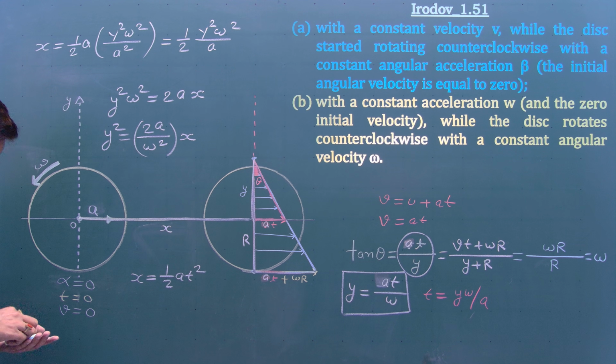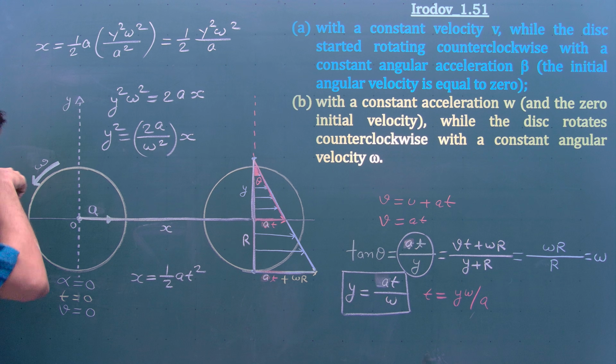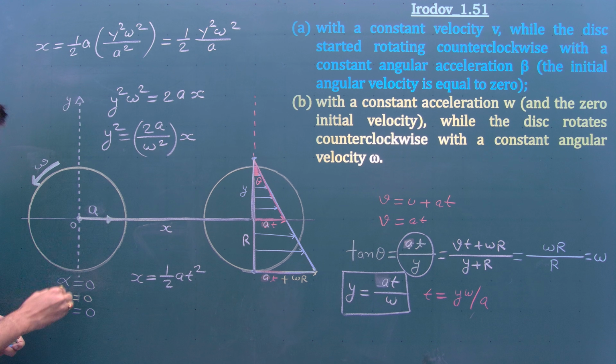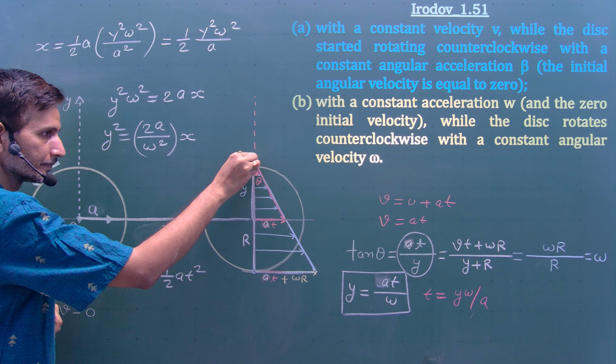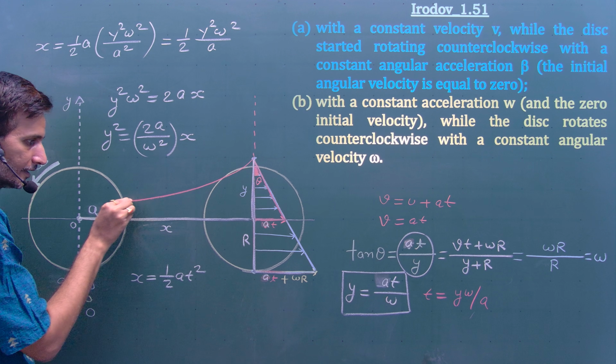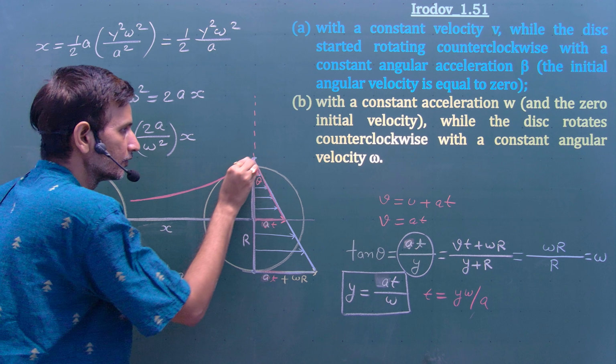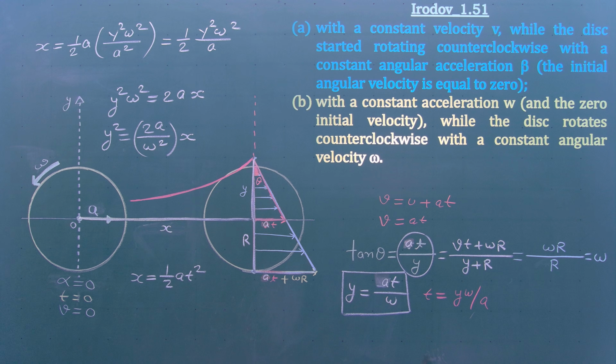What it means is that initially there should be an instantaneous axis of rotation on this line, and it varies along the parabola like this. This is the pattern of movement of the instantaneous axis of rotation. So this is the answer.